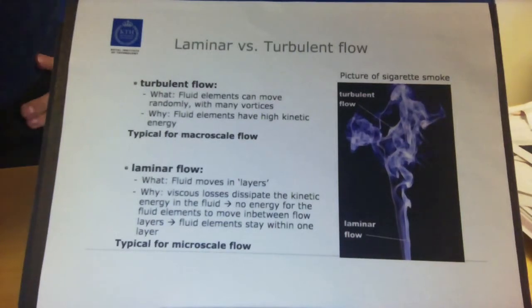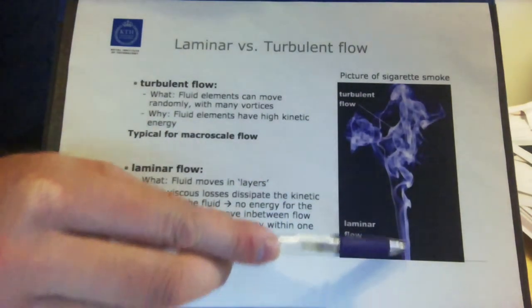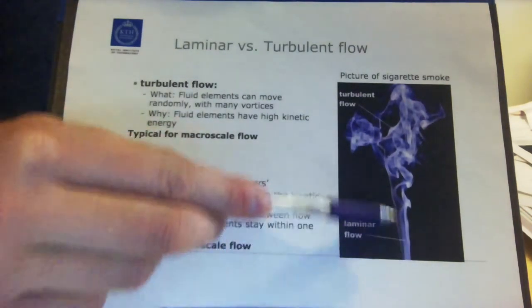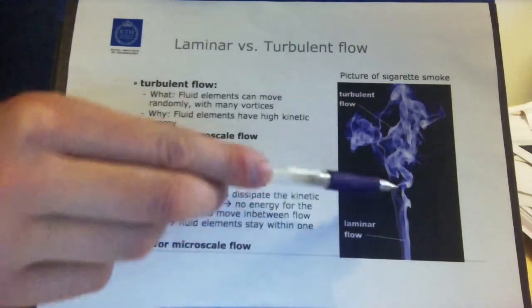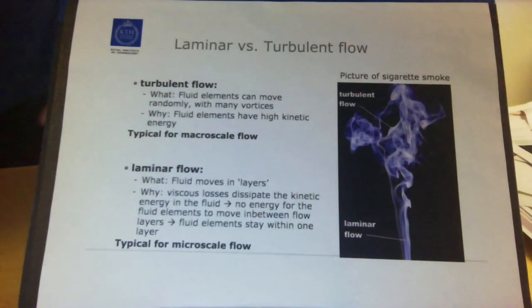So, let me shortly recall what we've seen in the video. We have laminar flow and we have turbulent flow. And you see a picture here of cigarette smoke billowing up. At the bottom we have laminar flow, where the fluid moves in streamlines nicely next to each other. And on the top we have turbulent flow, where fluid elements randomly move one through the other.